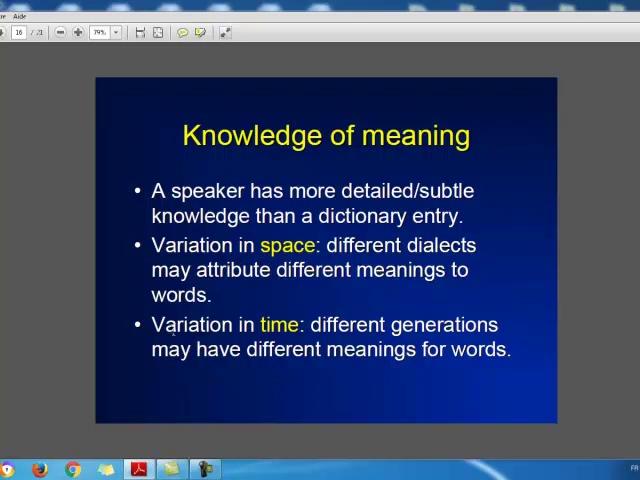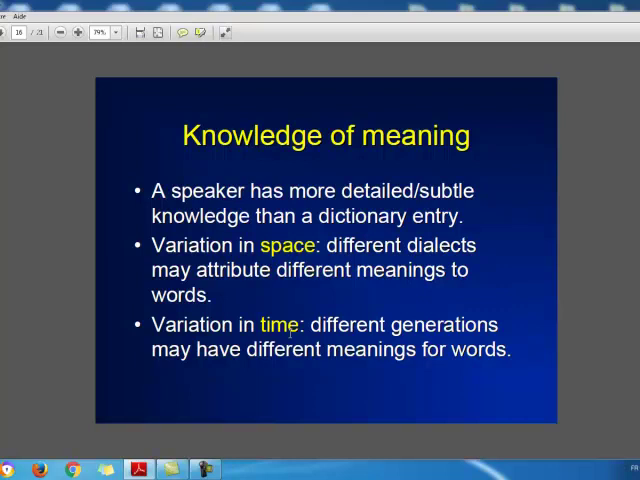Now we can also talk about variation in time. You know that languages change through time. Everything about language changes here. So we can talk about sounds, we can talk about words, we can talk even about the structure of sentences that change through time. For example, Old English is not the same English as we know it today, as modern English.